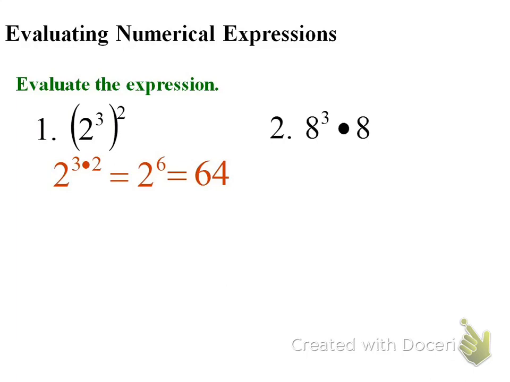Here's number 2. 8 to the third times 8. If I wanted to put an exponent with that second 8, what would it be? To the first. Good. So what do I do with the 3 and the 1? Add them. They each have their own base, so we add them. That's 8 to the fourth. When you type 8 to the fourth into your calculator, you get 4,096.